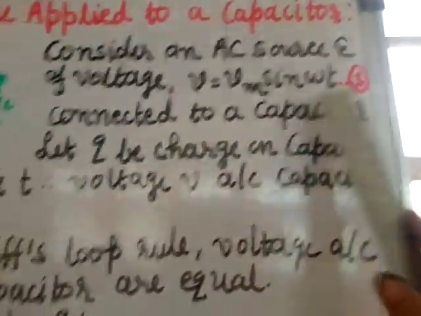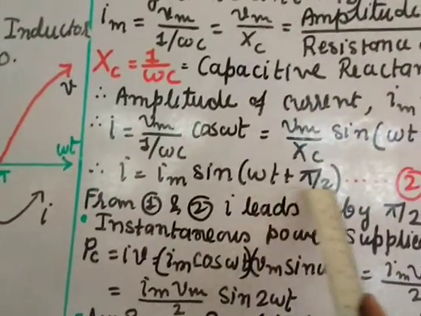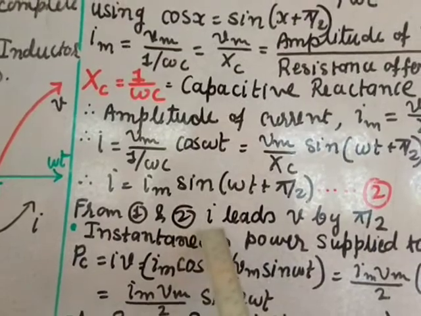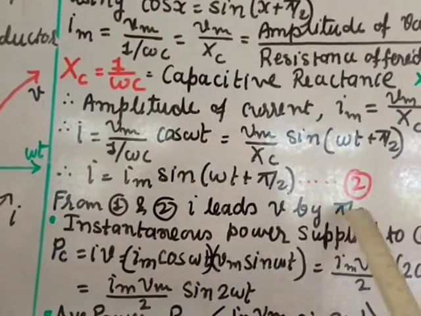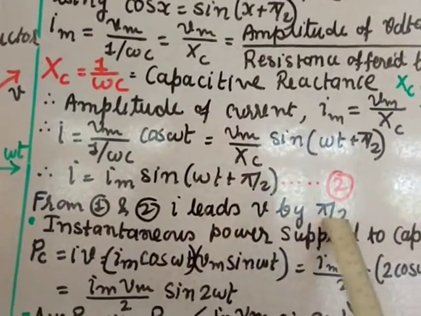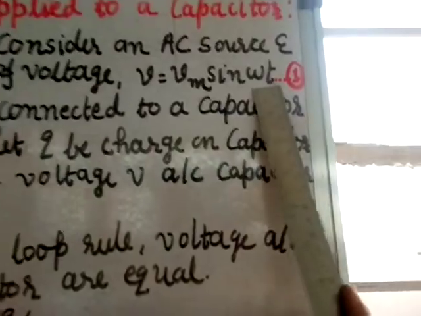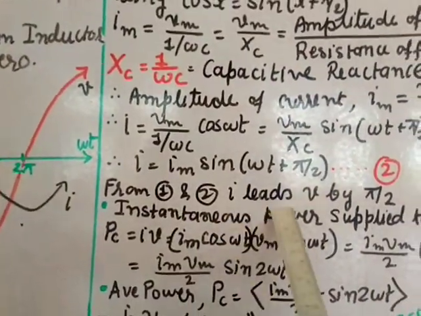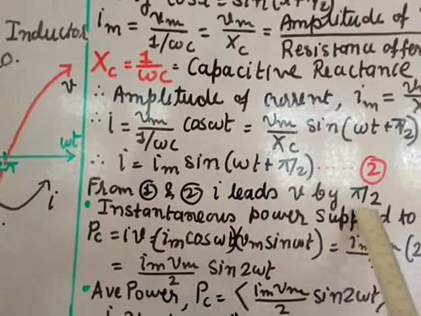Now I will compare equation 1 and equation 2. In equation 1 the phase is omega t. Here the phase is omega t plus pi by 2. So when we observe equations 1 and 2, we can say that I leads V by pi by 2, or you can say that current is ahead of voltage by pi by 2, because it is plus pi by 2 and the voltage has omega t alone.